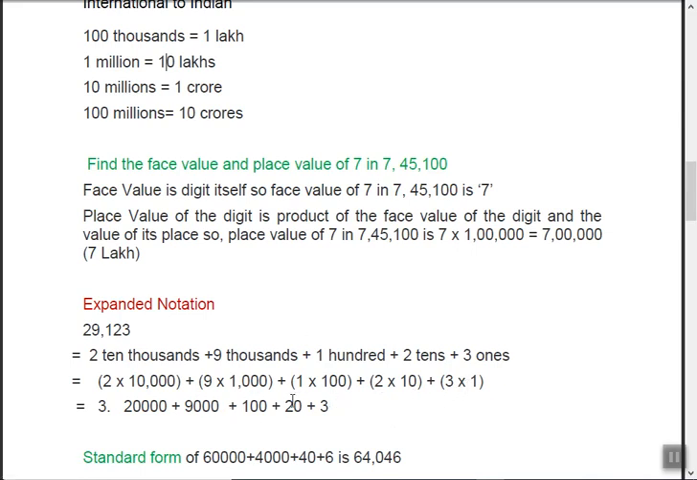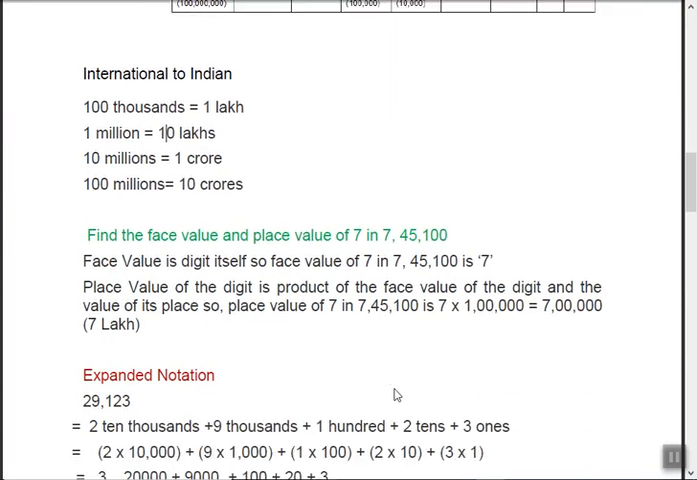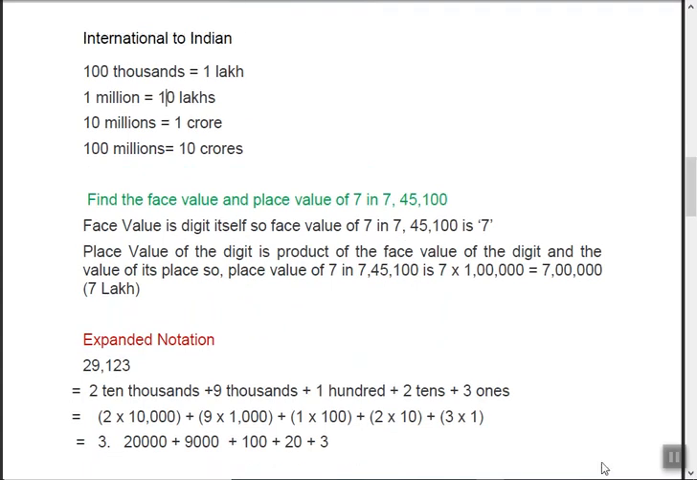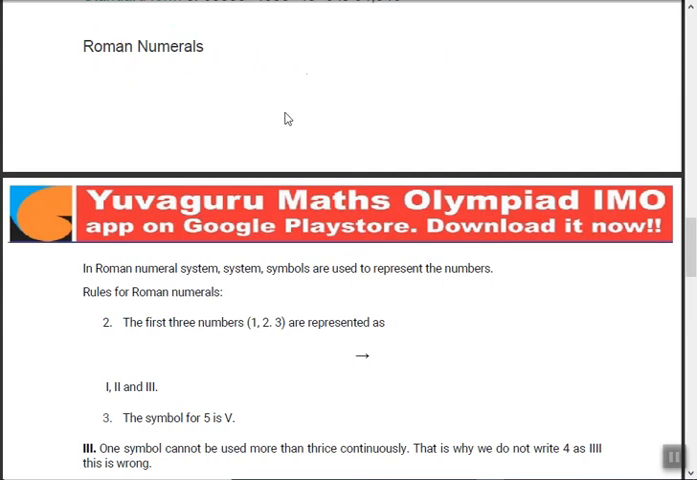See here, we have solved many problems in this app. Difficult ones, you can follow those. We are not covering that much over here because it's a theory session. Okay. Now what is standard form? Standard form of, say, this number: 60,000 plus 4,000 plus 40 plus 6. Just add them and this full number is the standard form: 64,046.